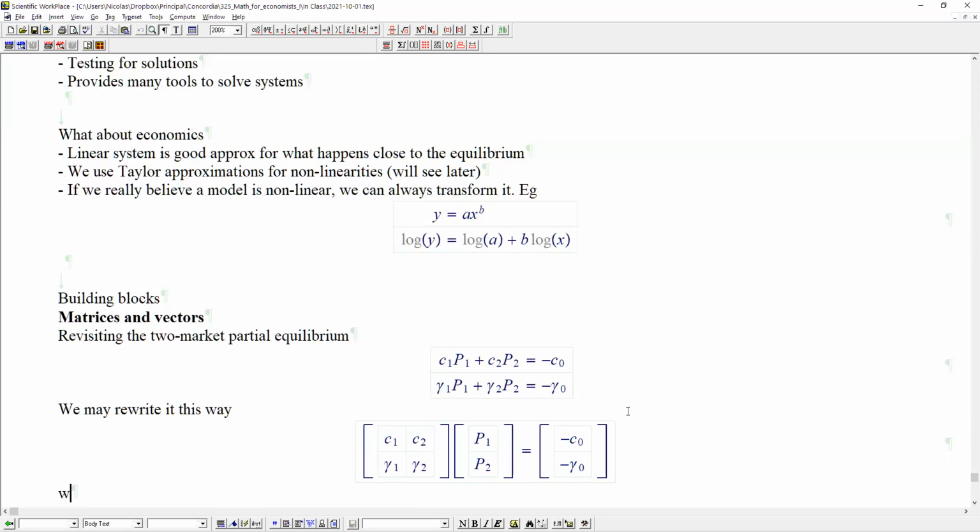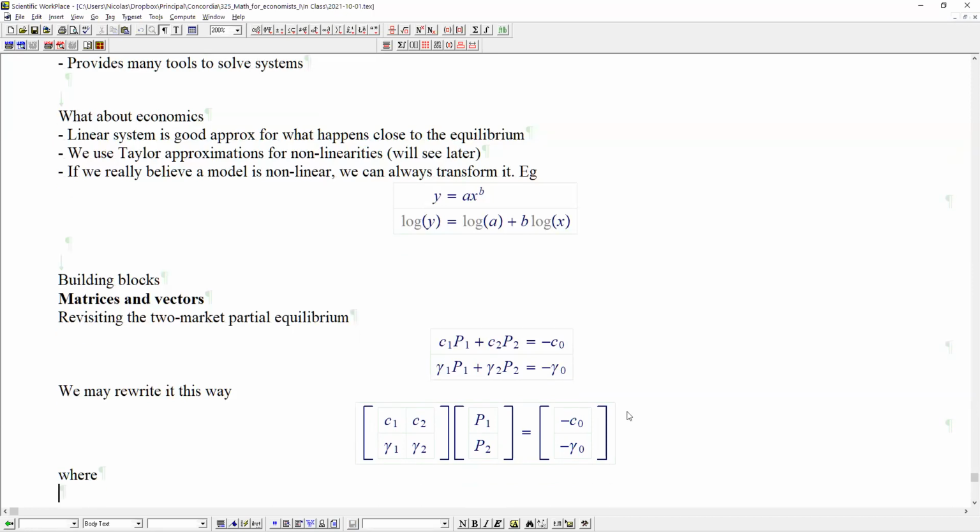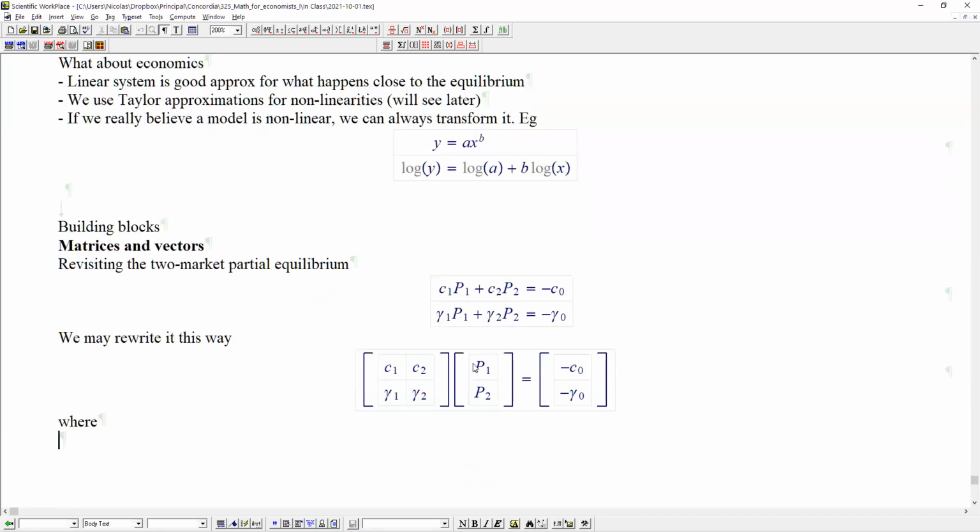So let me tell you what this all means. This is another way of writing it: AP equals C. A is a matrix, and it's C1, C2, gamma 1, gamma 2. It's a matrix of coefficients. P is a vector of variables, P1, P2, a vector of prices. And C is C0, gamma 0. It's a vector of coefficients.